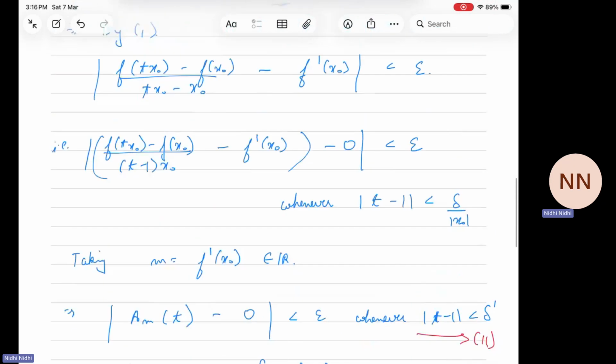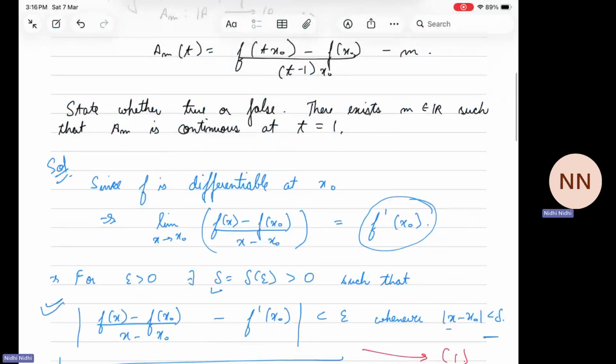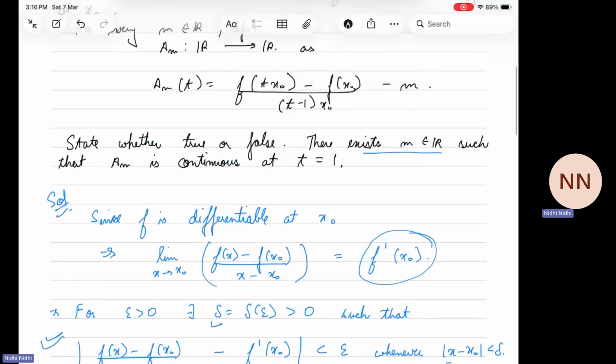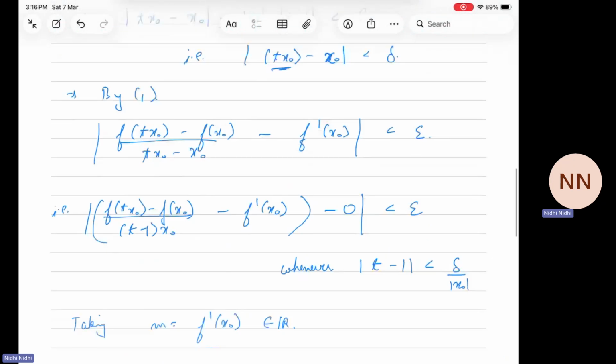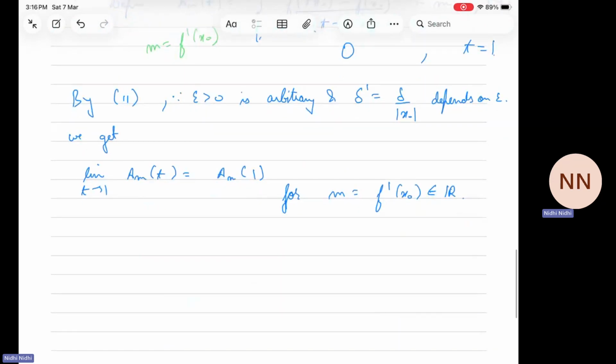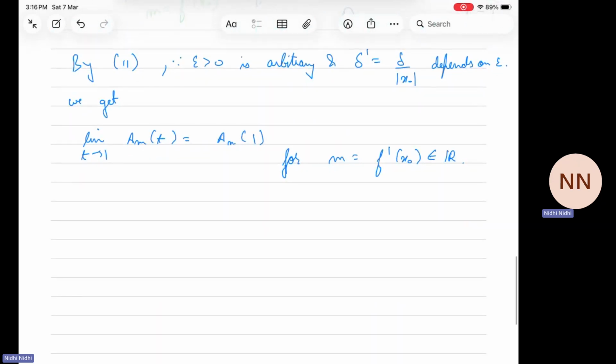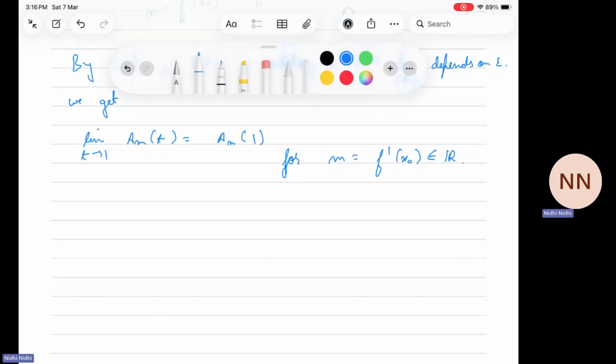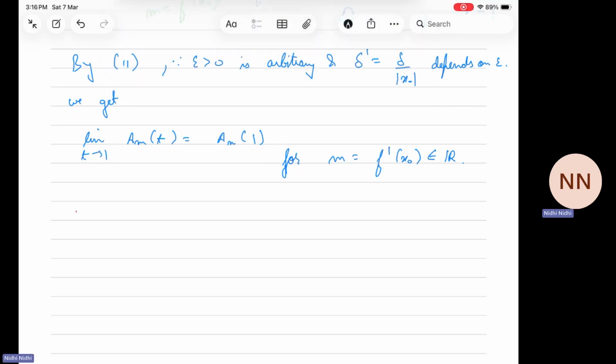Therefore, the given statement is true because they were saying that there exists some m such that A_m is continuous at t equals to 1. So basically for m equals to f dash x naught, this A_m is, yes, continuous at 1. Therefore, the given statement is true.